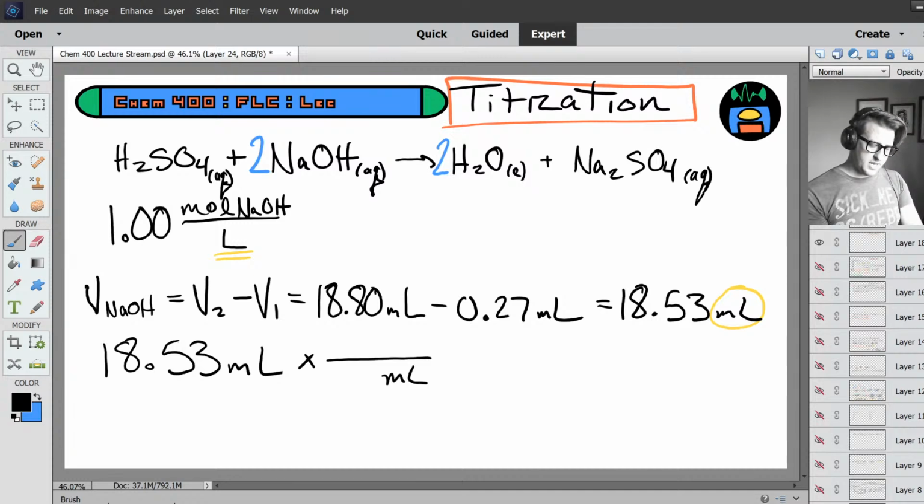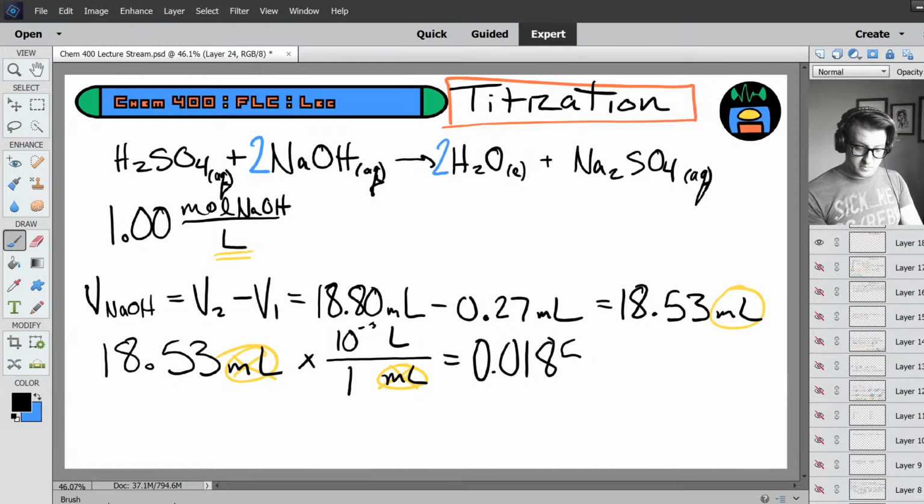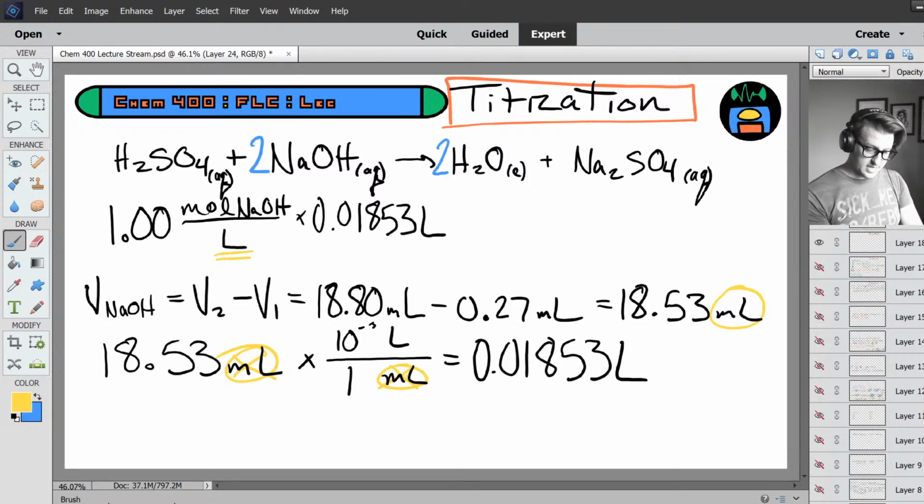So mils in the denominator, liters in the numerator. 1 milliliter is 10 to the negative third liters. Milliliters cancel. And now that we have our volume in liters, we can use it to find the moles of sodium hydroxide, right? We can multiply this by 0.01853 liters. So these cancel.